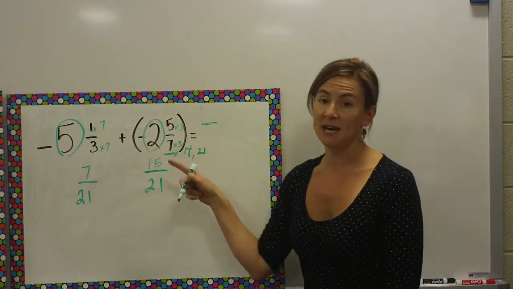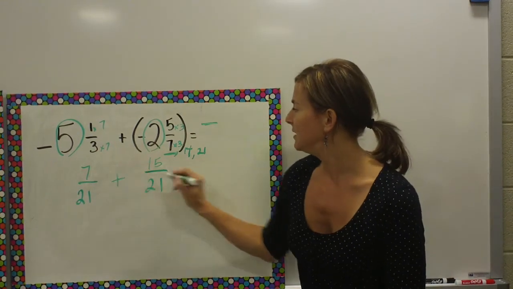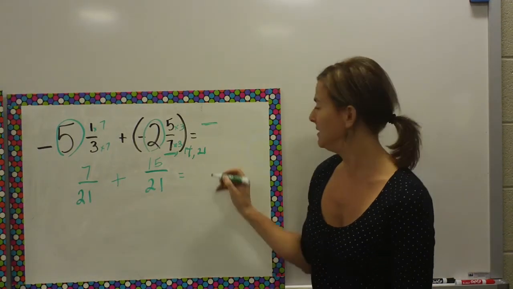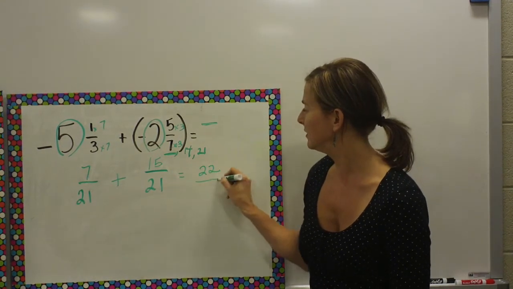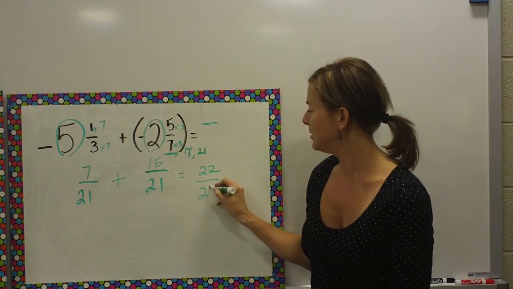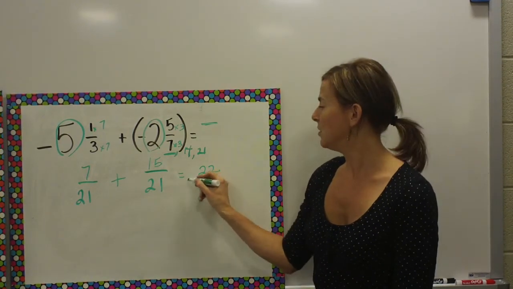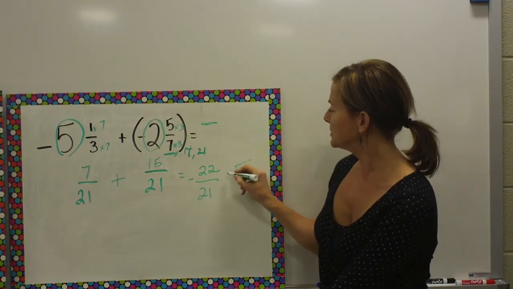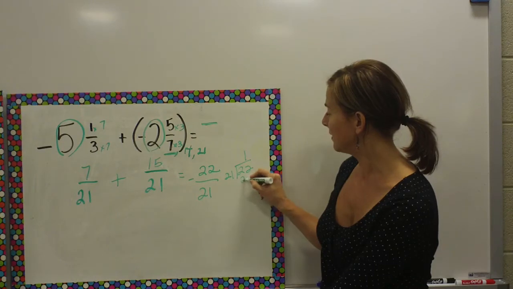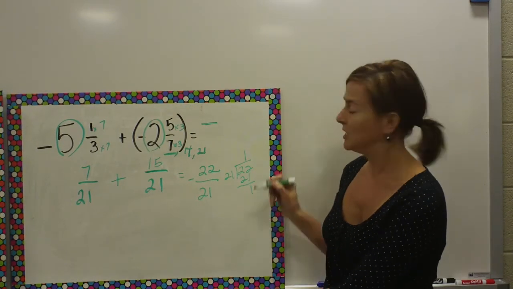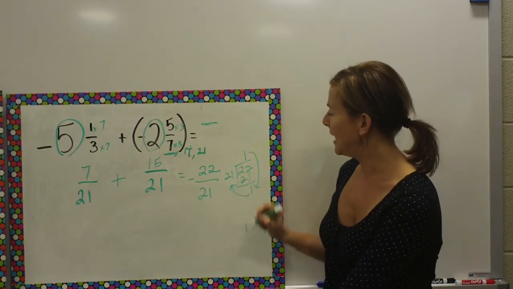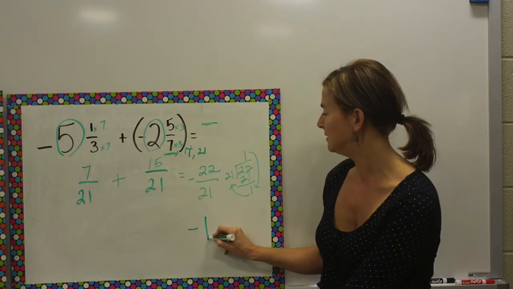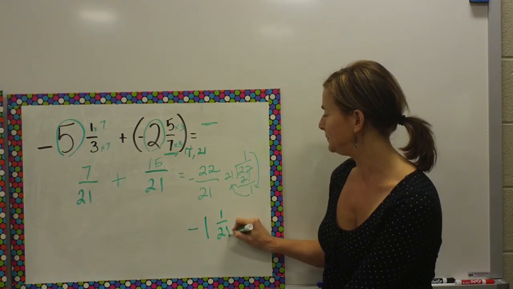Since I'm adding same signs, I'm going to add and keep the sign. So 7 plus 15 is going to be 22, over my denominator, 21. So I have a negative 22 over 21. That's improper. So I know I can get 1 21 out of there with 1 left. So my mixed number from my improper fraction is a negative 1 and 1 over 21.